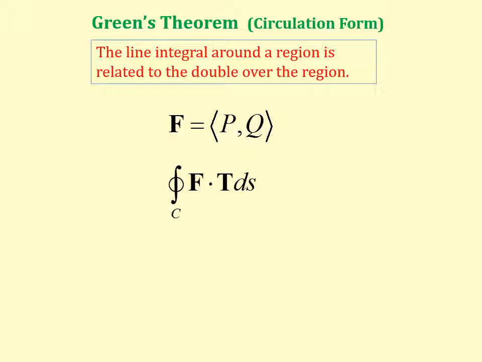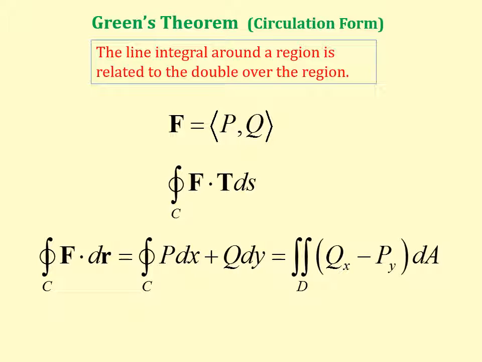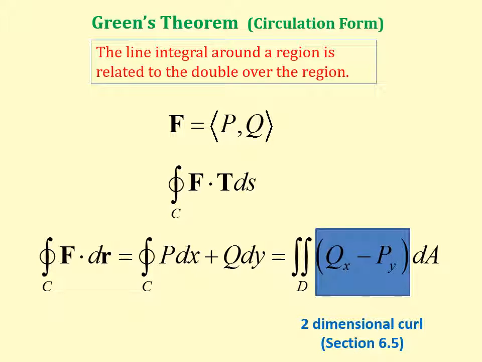Now, the circulation form of Green's theorem simply tells us that we can evaluate the line integral of F dot T ds around a closed curve by integrating the double integral over the region, which is the derivative of the second component of our vector field with respect to x, minus the derivative of the first component with respect to y. And you might recognize this as being the curl from back in the previous section.